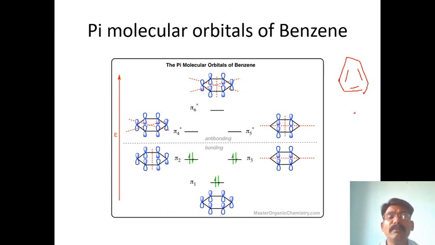But more anti-bonding is above the line, and below this line are the bonding electrons. And here there is no bonding electron in the pi star 6, so all are anti-bonding, so 3 anti-bondings are there, meaning 3 nodes are present in this one. So this is the pi molecular orbital of benzene.